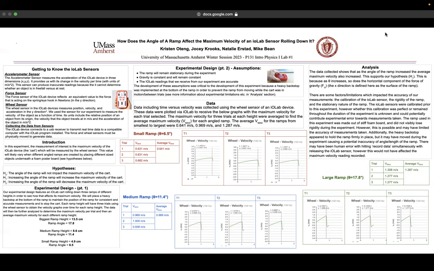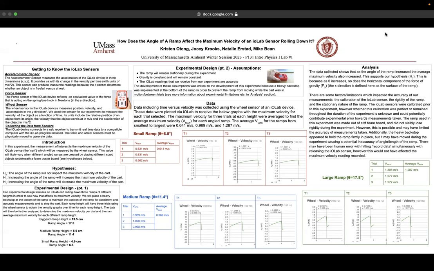Next up is the force sensor, which reflects an equivalent value to the force that is acting on the spring and eye hook in the bottom of the IOLAB device in the Y direction. We did not use the sensor for our experiment. And then the third one was the wheel sensor, which we did use. It measures the position, velocity, and acceleration in the Y direction as it is labeled on the IOLAB device. However, for this experiment, we defined it in the X direction.